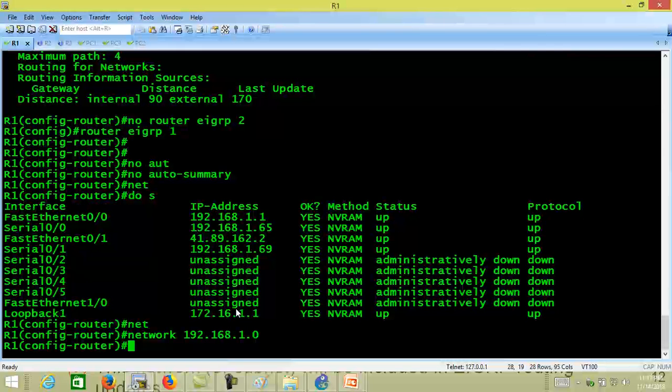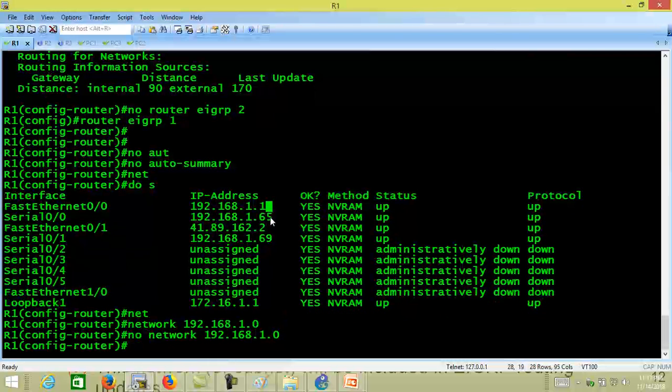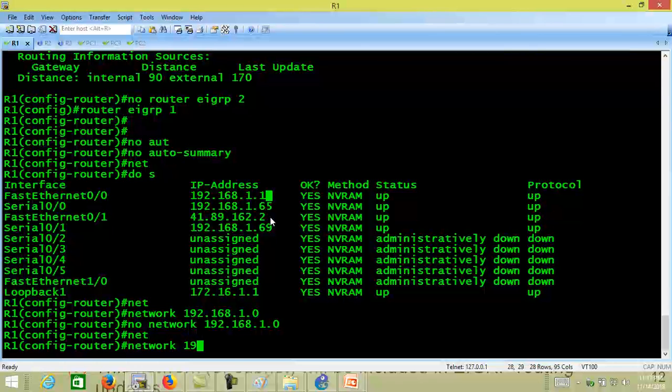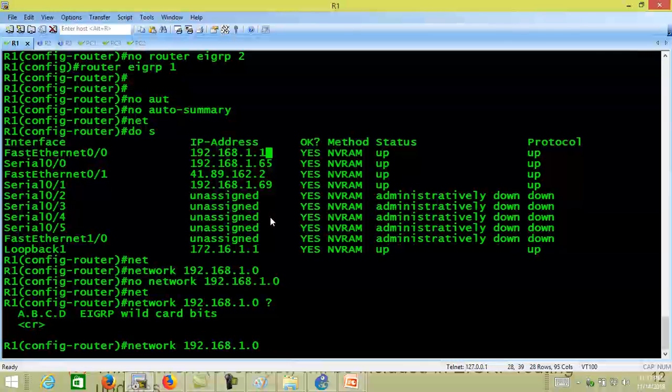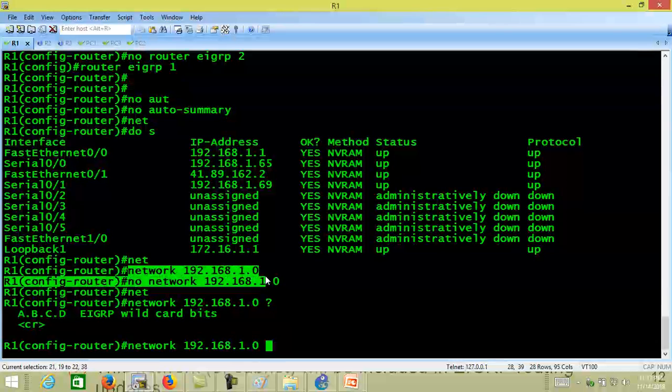Now we need to do the rest, and this is where you see the power of summarization. The way we have hit that, we can take care of all this. In fact, if I can remove that, whatever, you can do network 192.168.1.0 with EIGRP.